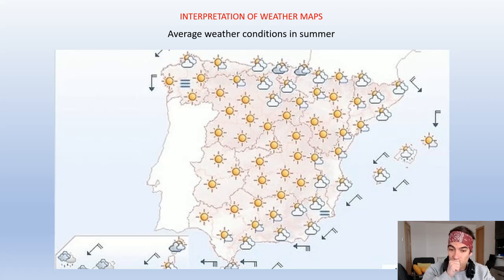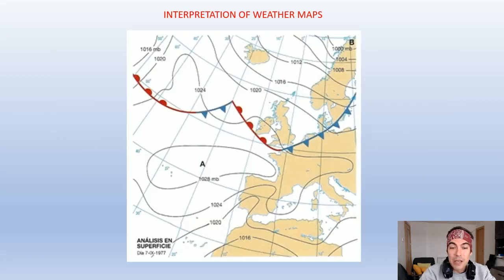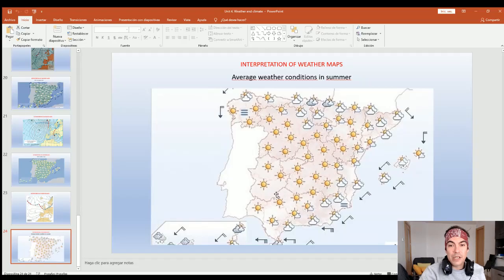Because the fronts are very far away from the peninsula and the isobars are very far away from each other, so that means that the winds are very calm and the temperatures should be high. Okay, and this is the end for the Unit 4 presentation.